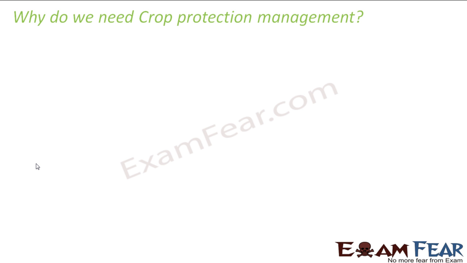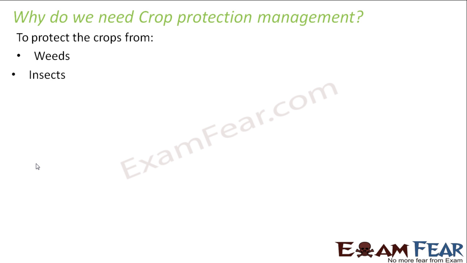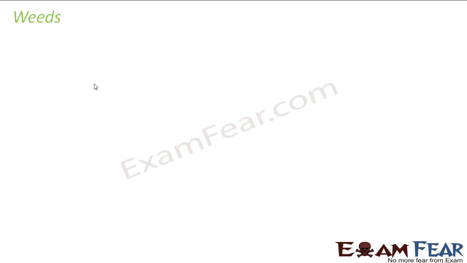So what are those external agents from which crops need protection? Crops need protection from weeds, insects, and diseases, because all these have the capability to spoil the plants completely. Weeds, insects, and diseases. So you might be wondering, what are weeds? So we will talk about them one by one. So let us start with weeds.